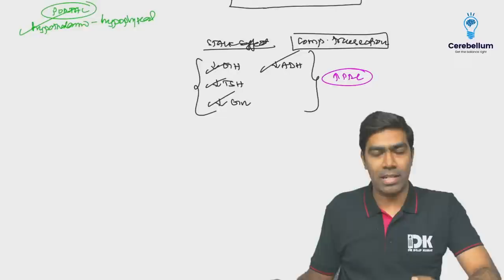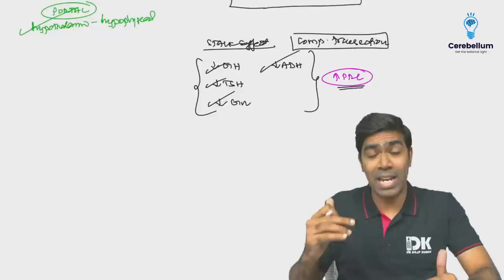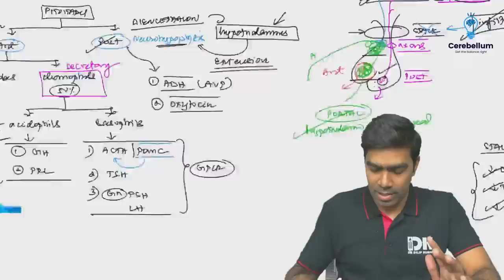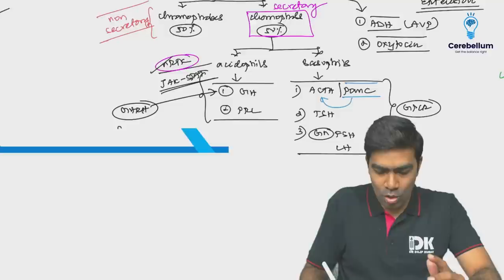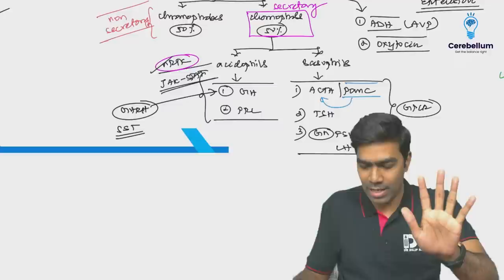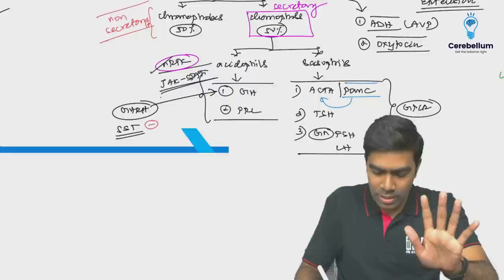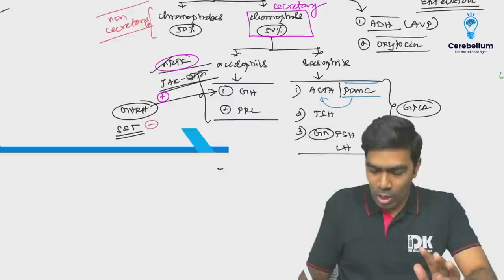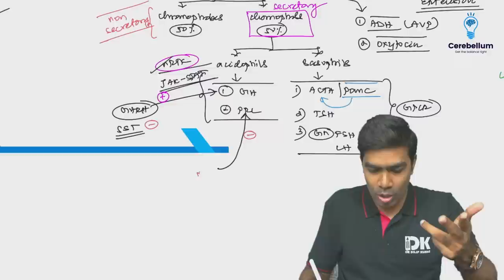What is the reason for this increase in prolactin? Because prolactin is controlled by an inhibiting factor called dopamine. We all know that growth hormone is controlled by growth hormone releasing hormone, and also by somatostatin to some extent. Somatostatin is going to inhibit growth hormone release, whereas growth hormone releasing hormone is going to activate growth hormone release. Prolactin is controlled by an inhibiting factor called dopamine. This pathway is called the tuberoinfundibular pathway.